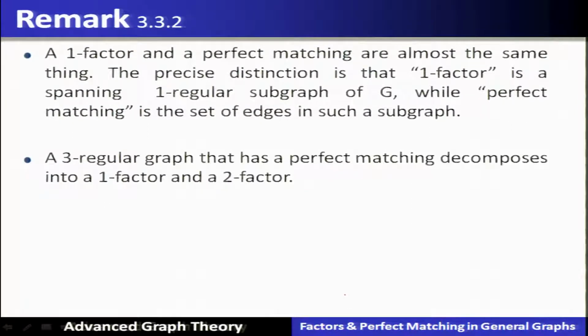The precise distinction is that a one factor is a spanning one regular subgraph of G, while a perfect matching is the set of edges in such a subgraph. So, there are two different definitions, but they mean the same thing. A three regular graph that has a perfect matching decomposes into a one factor and a two factor.